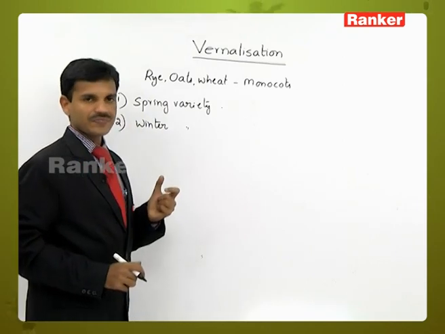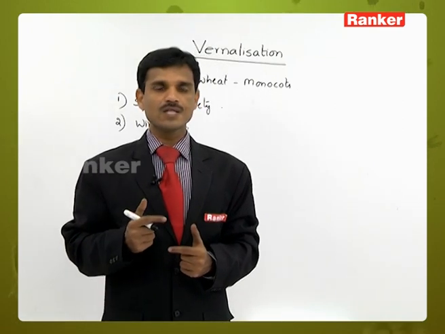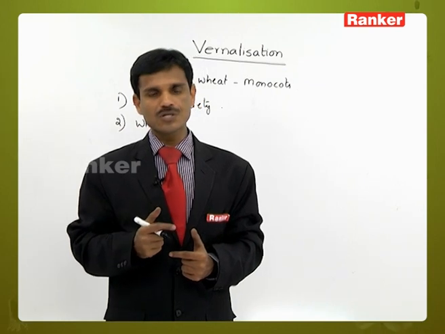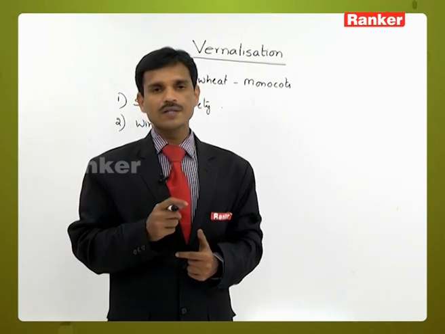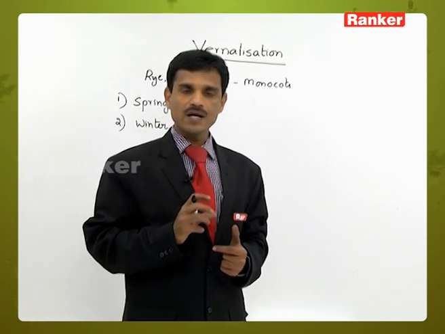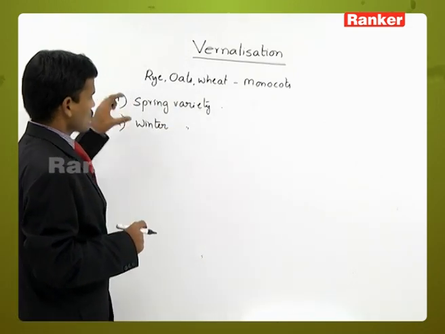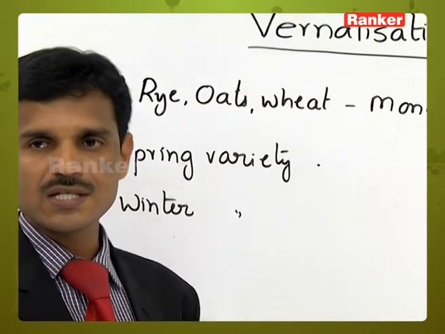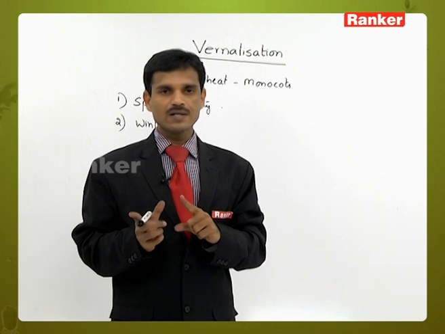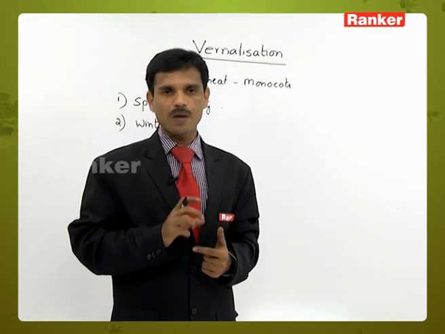But winter varieties, when they are planted in the winter season, spend time in low temperature. Treated with low temperature, they show growth and also produce flowers and fruits. The flowering occurs in the middle of spring or summer. So spring varieties germinate in the spring season, and winter varieties germinate in the winter season. When they are planted in their respective seasons, they show growth and flowering occurs normally.